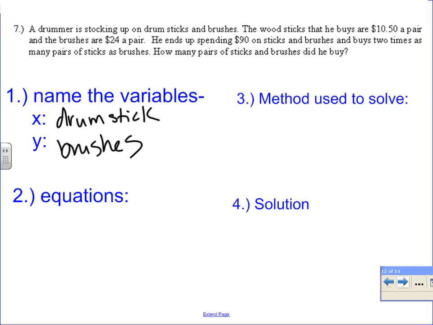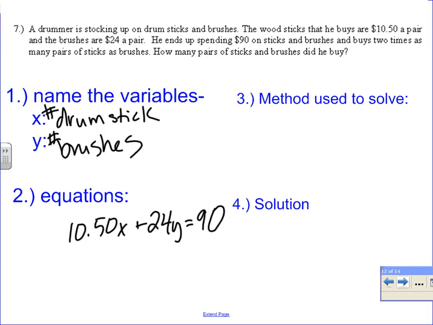Okay, so let's pause there. The equation that deals with the cost, because we're finding the number of each of these, is $10.50 X plus 24Y equals $90. So that's normal. We've been setting up equations like that. Here's the new part. It says that he buys 2 times as many drumsticks as brushes. How do you set up an equation to represent that?